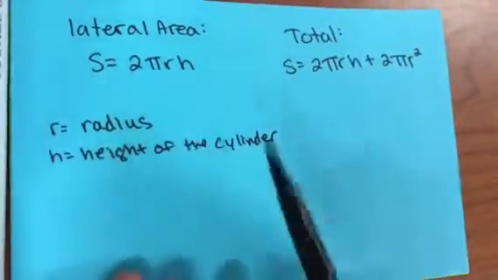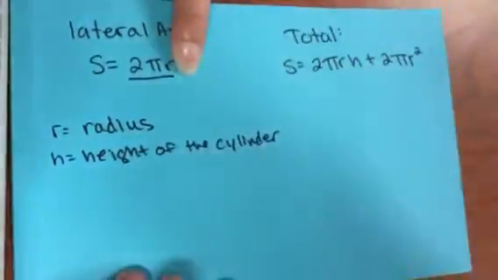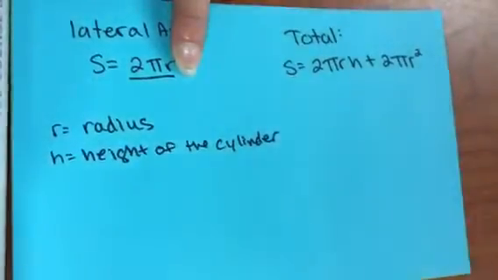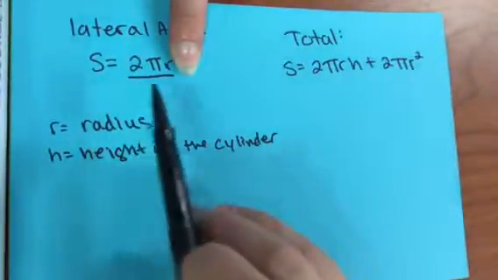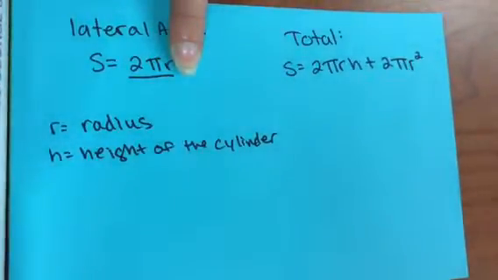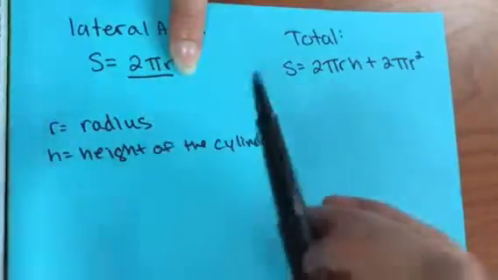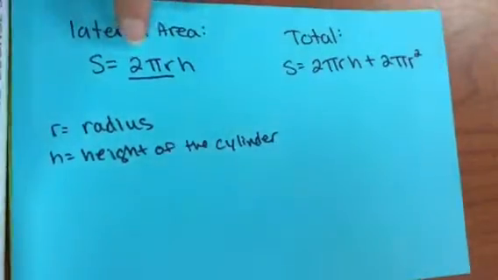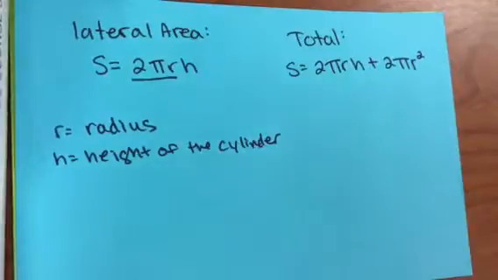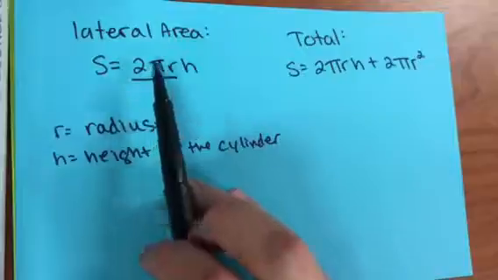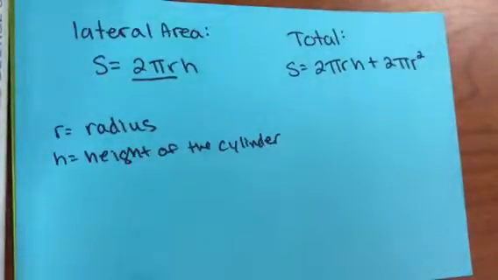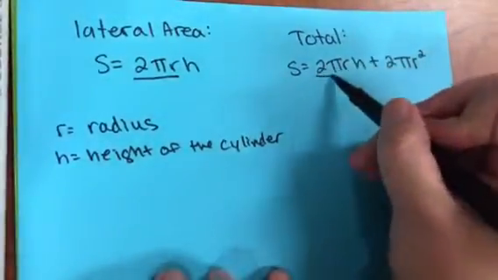Isn't 2 pi r the area of the base? No, it's the circumference. When we were doing prisms a few days ago, wasn't it perimeter times height? Yes, and this is still perimeter times height. Perimeter is the same thing as circumference. So it's your circumference times your height. Circumference is just a fancy way to say perimeter for a circle. Now, again, this is your lateral area.